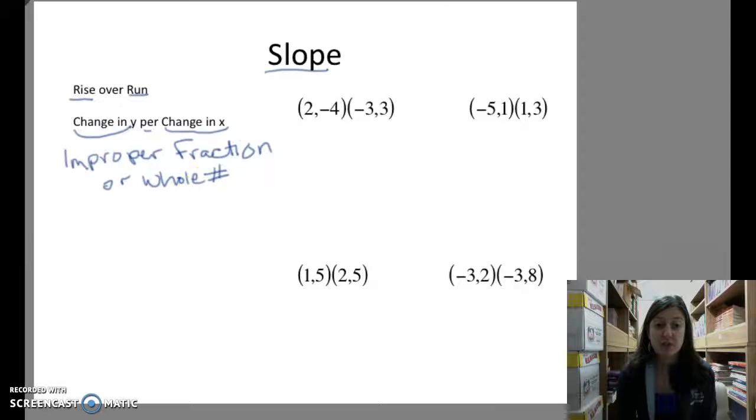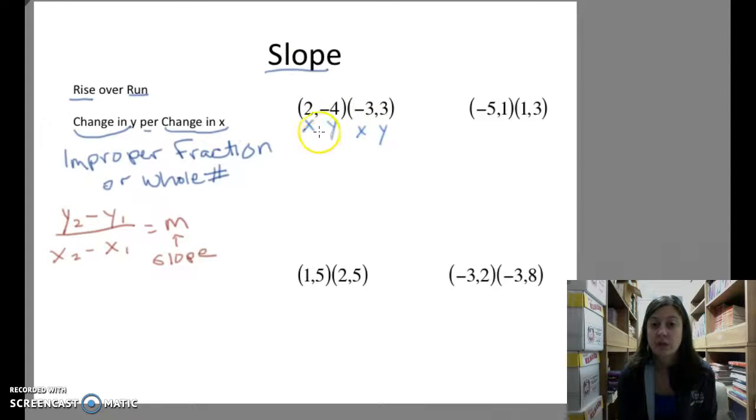Now there is a formula for this. There's two ways to figure this out. One of them is to do this, y2 minus y1 over x2 minus x1, and it equals m. M is just the letter that slope is. Okay, so that's one way to figure it out. Now, all that really means, let's use it. You have an x and a y, and another x and another y. Well, this is the first set of x and y, and this is the second set of x and y. That's it.